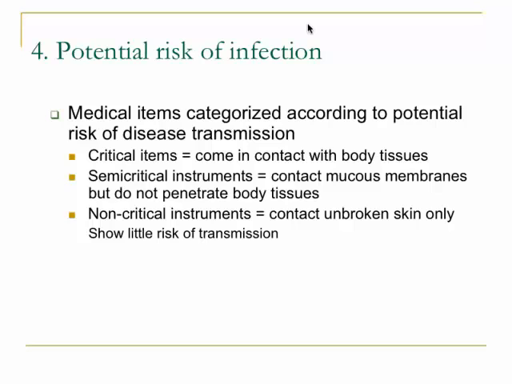Semi-critical instruments would not go past the skin or mucous membranes, but they might be introduced into the body. So, for example, during a colonoscopy or a catheter, for example. And non-critical instruments, things like a stethoscope, would be a non-critical instrument. So little risk of transmission. So clearly, the critical items have to be sterilized. 100% of those microbes have to be removed in order for it to be safely used.